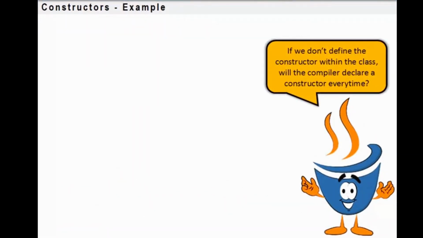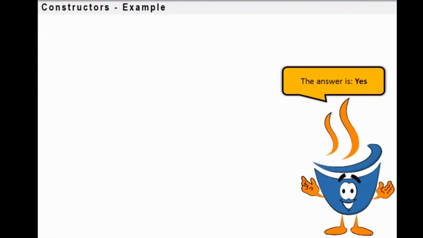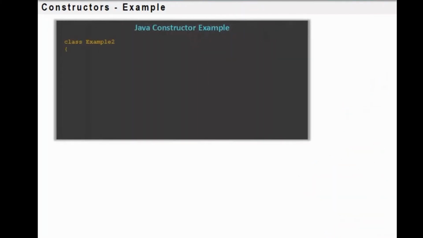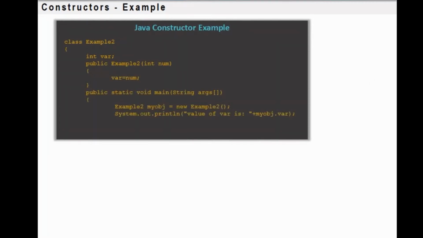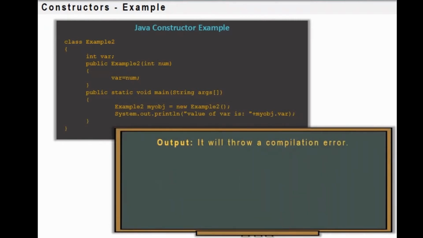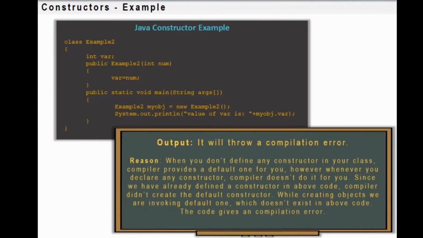If we don't define the constructor within the class, will the compiler declare a constructor every time? The answer is yes. Consider this example. It will throw a compilation error. Because, if you don't define any constructor in your class, the compiler provides a default one for you. However, if you declare any constructor, the compiler will not do it for you.